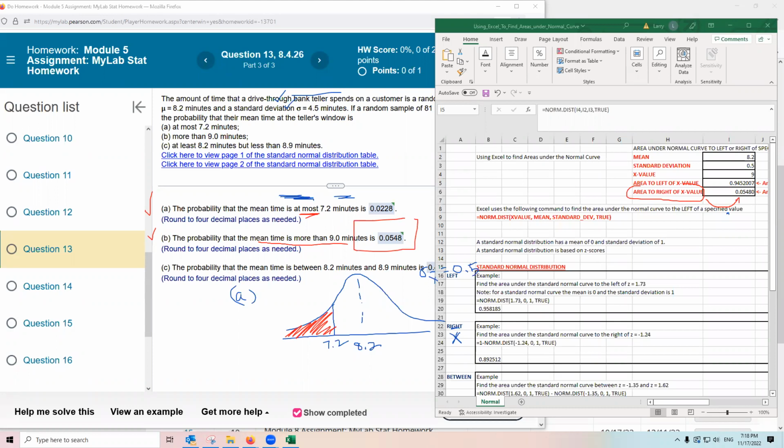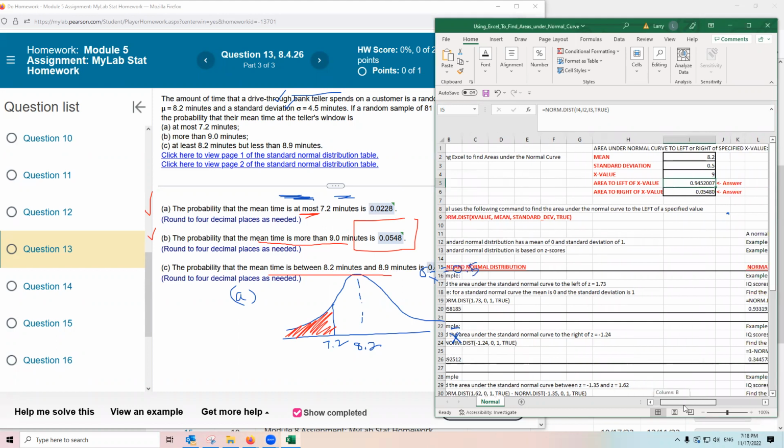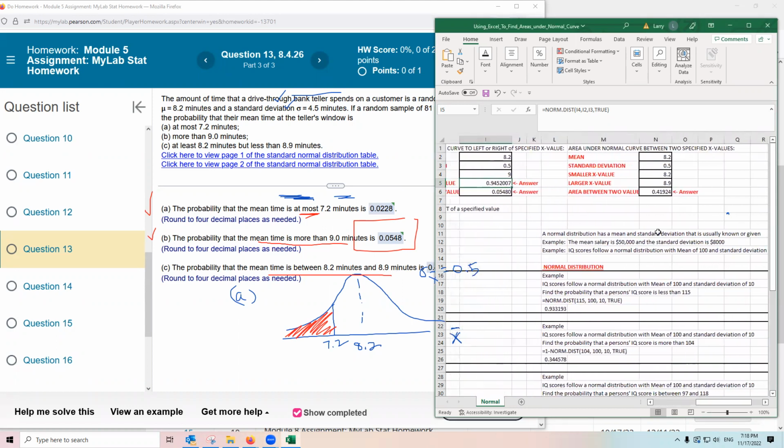All right, let's go to part C. Part C is asking us, what's the probability that the mean time is between 8.2 and 8.9? Now, I'm going to scroll over a bit in this Excel file because there's a section here that says area under the normal curve between two X values. So I'm going to come here.